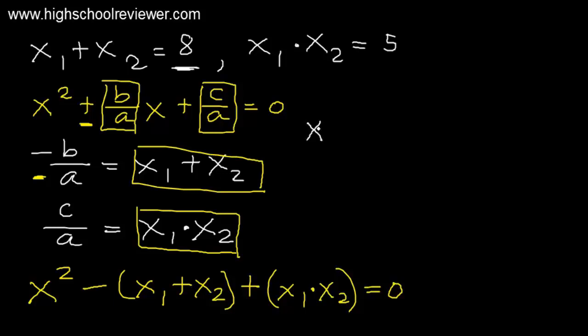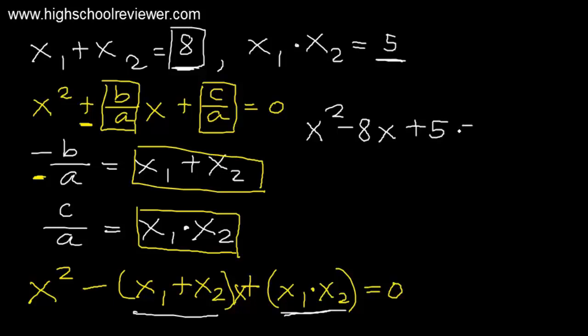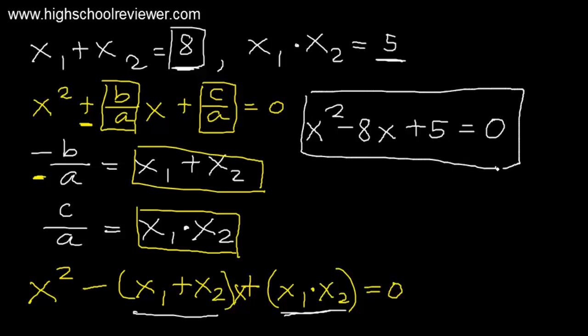Okay, so we will have here x squared minus the value of x sub 1 plus x sub 2, again, that is positive 8. So this will be minus 8 multiplied by x. Okay, we forgot here the value of x, so this will be multiplied by x. So we have x squared minus 8x, and then plus x sub 1 times x sub 2. Instead of x sub 1 times x sub 2, we are going to substitute positive 5 equals 0. So therefore, x squared minus 8x plus 5 equals 0. This is our final quadratic equation.